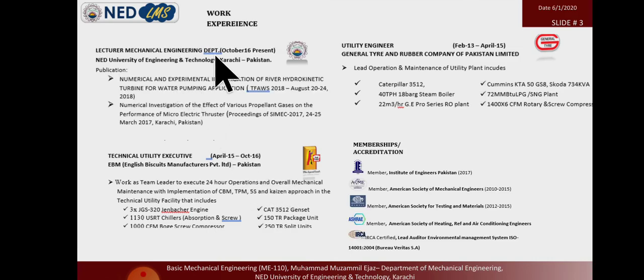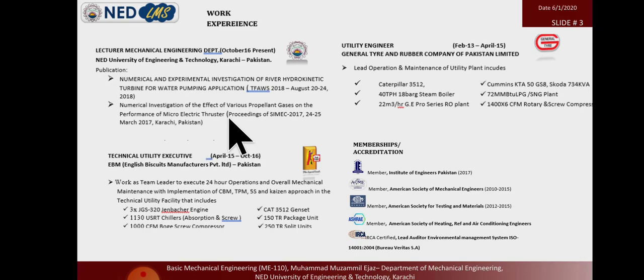Then I switched to Kennedy University as a lecturer, and for the last 3 to 3.5 years I have been there as a lecturer. I am also interested in research that I explored during my industrial experience. From my master's thesis I published one paper, and one from my own interest. I have designed a floating river turbine. I am still working on it and on its commercialization. Three more project papers have been published.